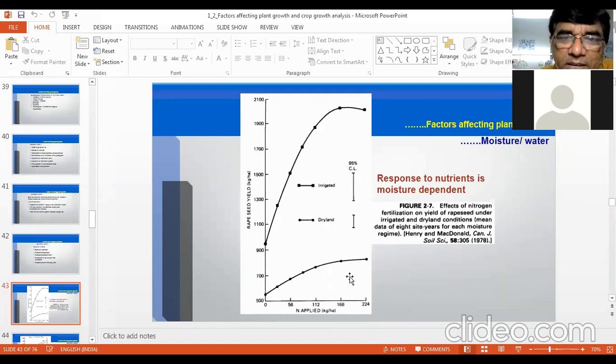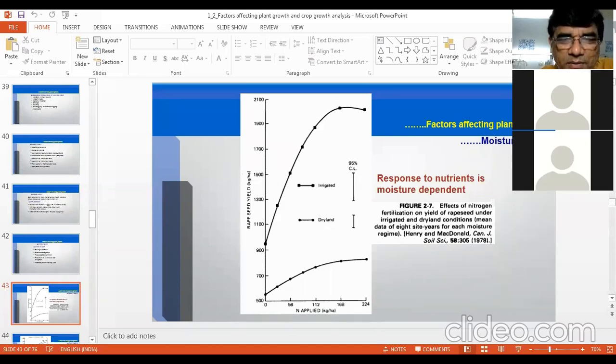Now, the question comes, why has irrigation increased the yield in one case, and the rain-fed or dry land condition resulted in lower yield with the same level of nitrogen? With the same level of nitrogen, you are getting higher yield when you get sufficient moisture. In another case, you are getting lower yields when there is no good supply of water. What is the reason for it? Anybody can tell me. Yeah, Subrata.